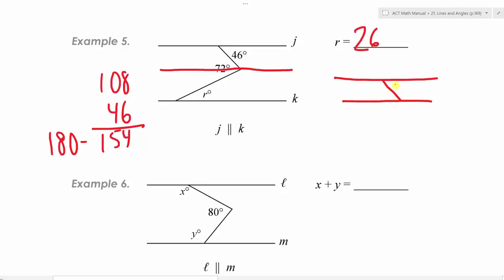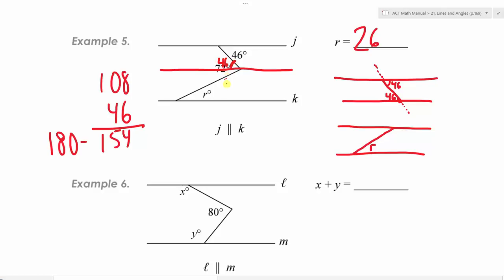So I have this top system where this is 46, and then I have this bottom system made up of this transversal and this R right here. If I know that this is 46, I know that this other angle down here is 46, not only because of the Z trick, but also because these are both small angles, small angle, small angle. So I now know that this angle in here is 46.